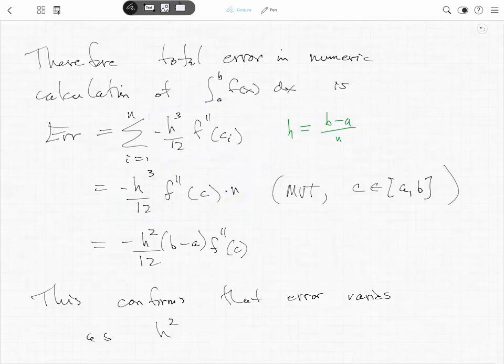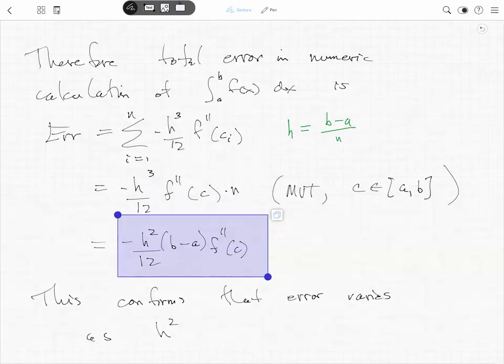And then again, using the fact that h is equal to b minus a over n, that means n is also equal to b minus a over h. If I apply this formula to n here, then we'll see that plugging that in, the error formula becomes this. And this is exact. We're saying the error is exactly equal to minus h squared over 12 times b minus a times f double prime evaluated at some point c.